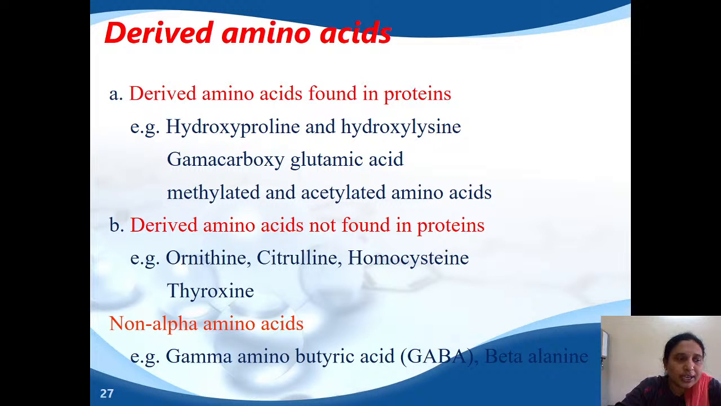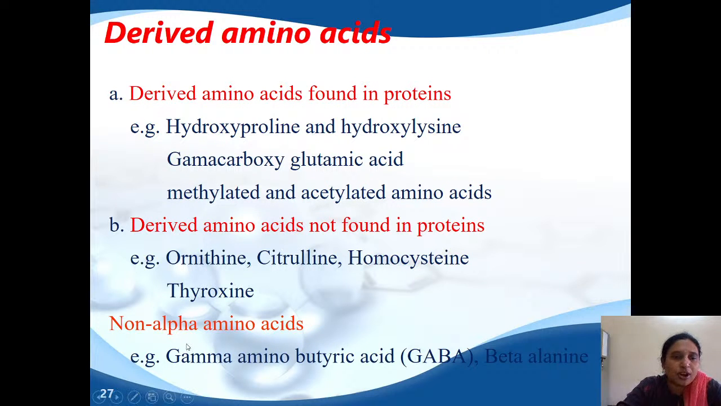Along with that, you can add homoserine, not homocysteine, as another example. Homoserine is involved in the metabolism of threonine, aspartate and methionine. So all these amino acids which are not found in the proteins are non-protein amino acids. As they are not found in the protein, they may perform a variety of functions. Ornithine and citrulline are the intermediates of the urea cycle. Homocysteine is involved in methionine metabolism. Thyroxine is one of the thyroid hormones. Homoserine is involved in the metabolism of threonine, aspartate, etc.